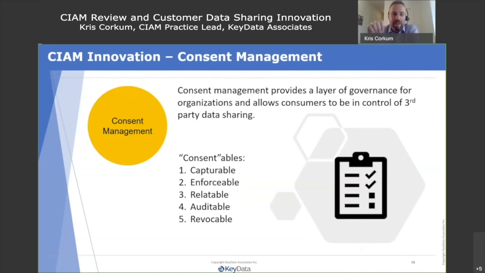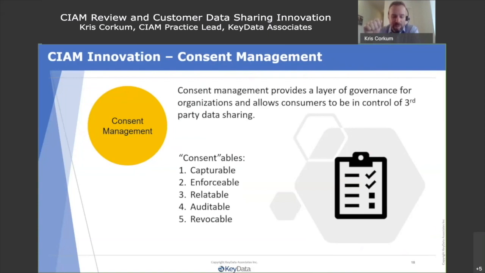Consent management really provides a layer of governance for organizations and allows consumers to be in control of any third-party data sharing that they choose to engage in. And I've probably made up a few words here, but I've labeled these the consentables.